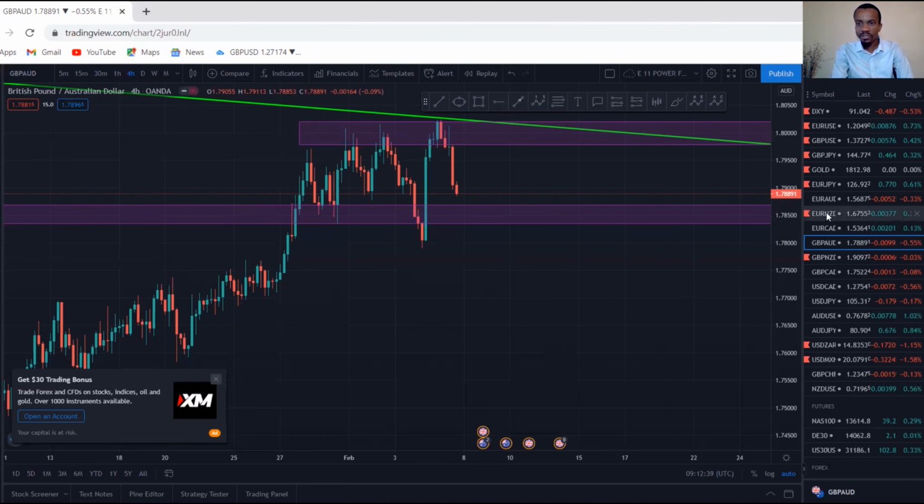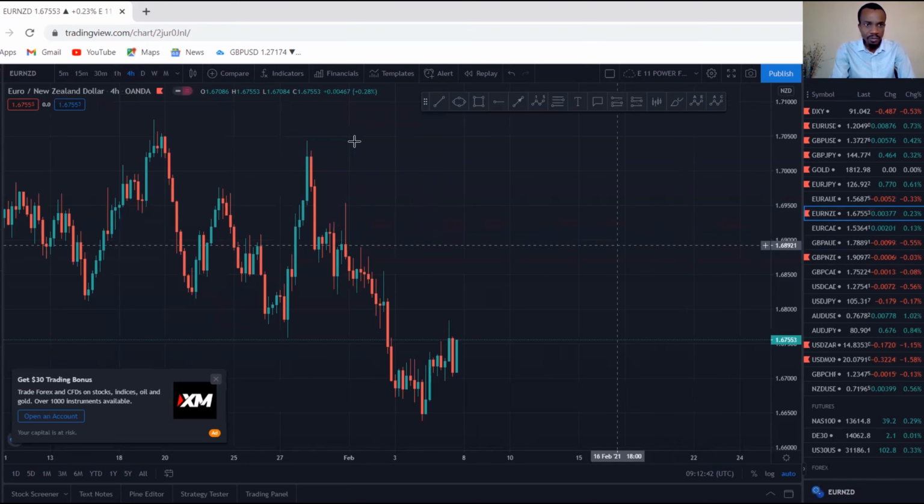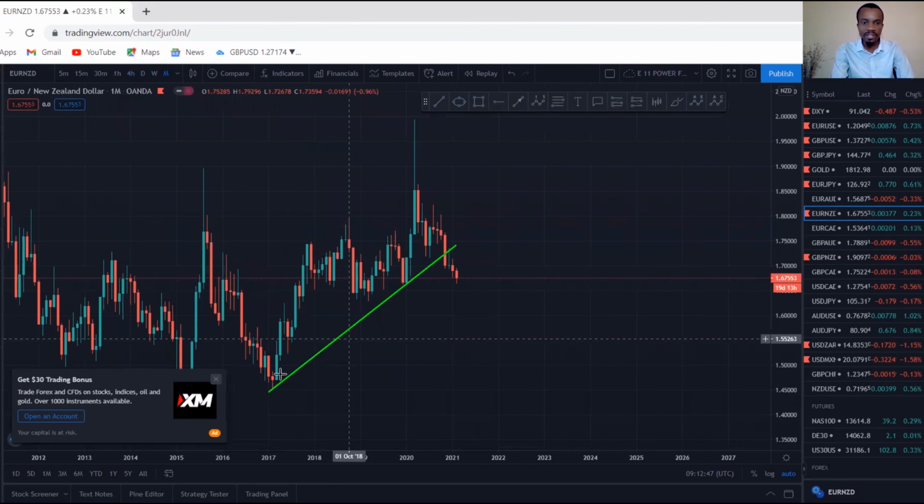Let's take a look at EURNZD, as we look at it from a monthly time frame. From a monthly time frame, as you can see, EURNZD has been to the upside. There was bullish movement, and then now this trend line got broken. So this trend line here got broken. Now price is pushing to the downside. So there's still more pressure to the downside since this trend line is broken.